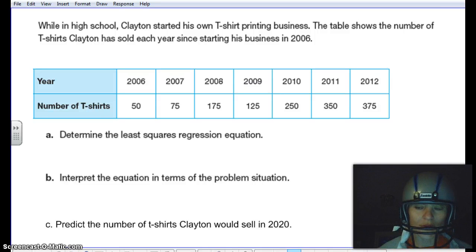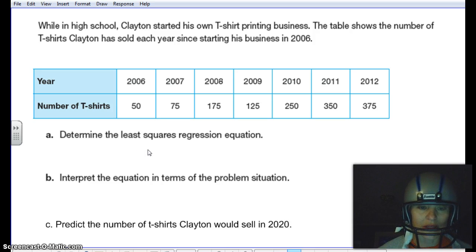Okay, so tomorrow you have a test on scatterplot graphs and linear regressions and the correlation coefficient. So I want to look at an example with you that you will see on your test tomorrow. This is a chart of Clayton and his t-shirt printing business. It says the table shows the number of t-shirts Clayton has sold each year since starting his business in 2006.